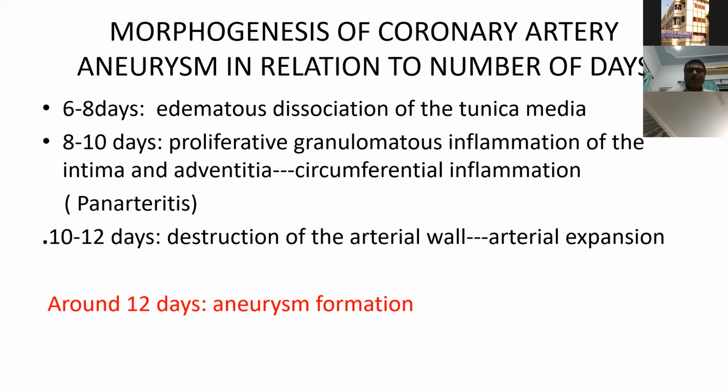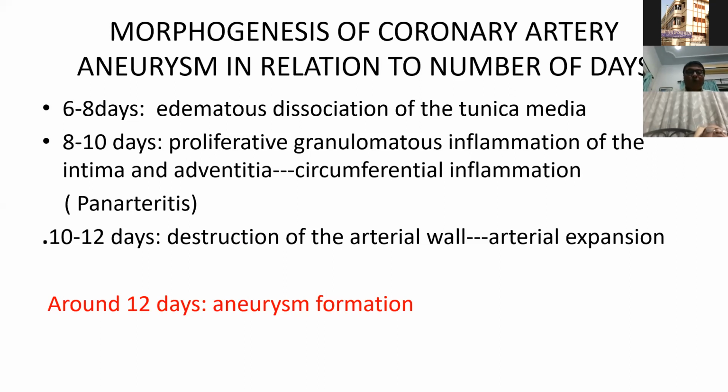So let us look at the morphogenesis of the coronary artery aneurysm in relation to the number of days. At 6 to 8 days, there's some edematous dissociation of the tunica media. At 8 to 10 days, there's proliferative granulomatous inflammation of the intima and adventitia, and a panarteritis. By 10 to 12 days, there's destruction of the arterial wall and arterial expansion. So around 12 days, the aneurysm formation is more or less done.